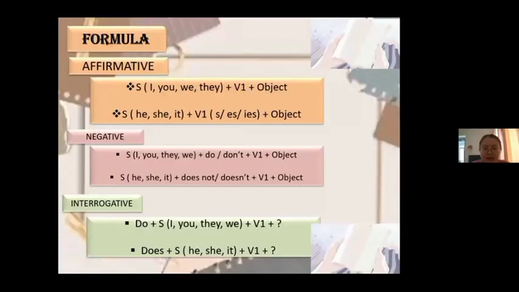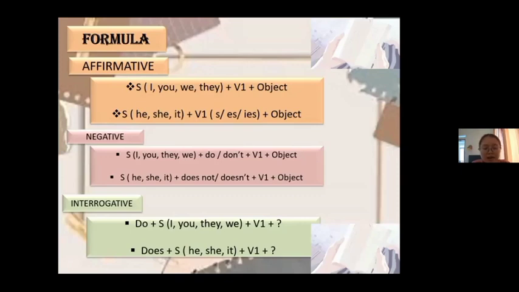For the formula, simple present tense has three sections: affirmative or positive, negative, and interrogative. First, I will tell you about the affirmative or positive sentence. The formula is subject plus verb 1 and then object. But when the subject is she, he, or it, the verb 1 is added by s. So it will be subject she, he, or it, plus verb 1 plus s, and object.